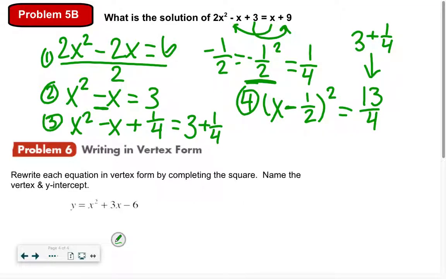Okay, from there we're just solving. How do I get rid of my squared? Square root. I have plus or minus square root of 13/4. Last step, I want x by itself. What do I do with 1/2? Add it.